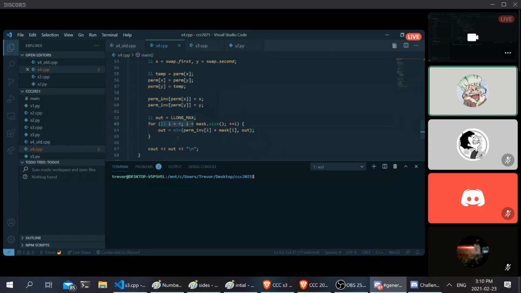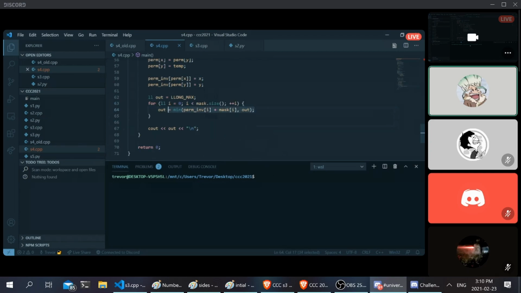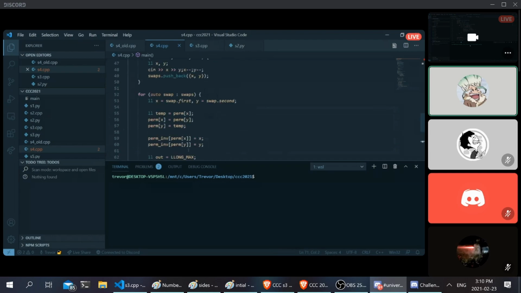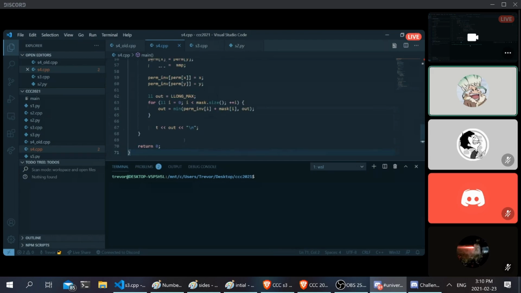And then, yeah, once we find that min, which is equal to out, then we just print that out, and then we go on to the next iteration. And that's pretty much how the code works.